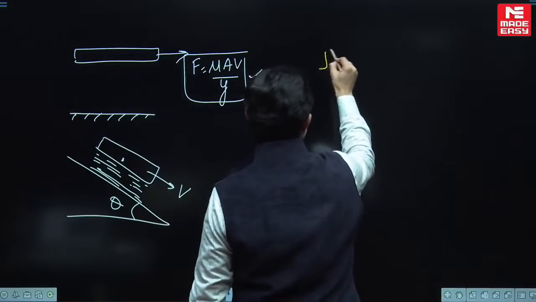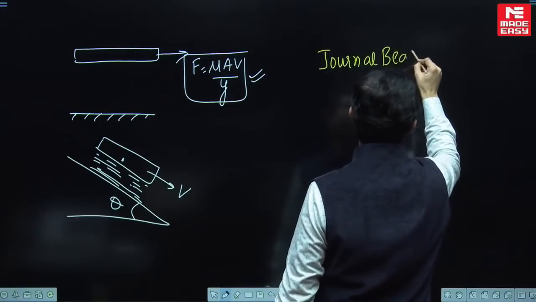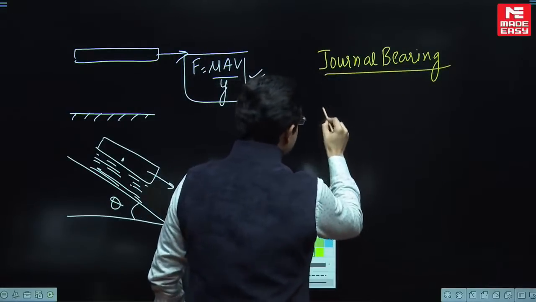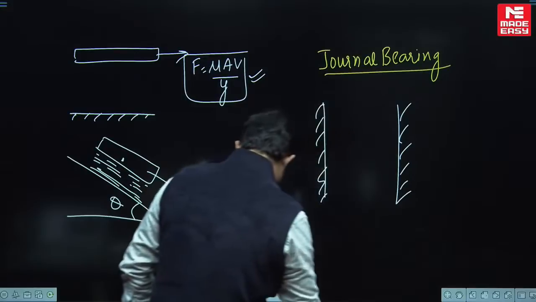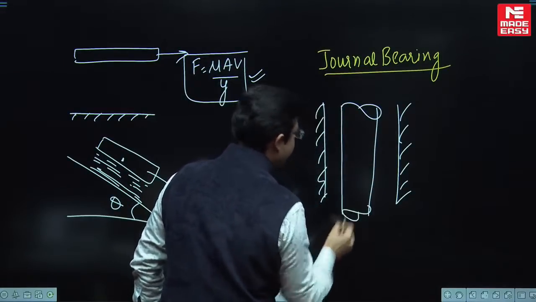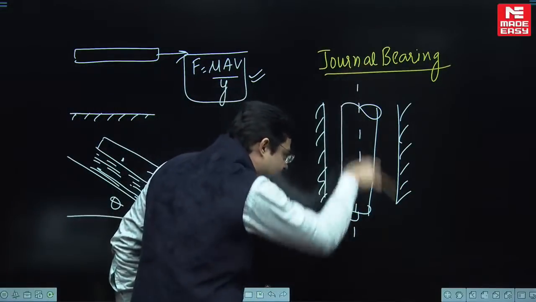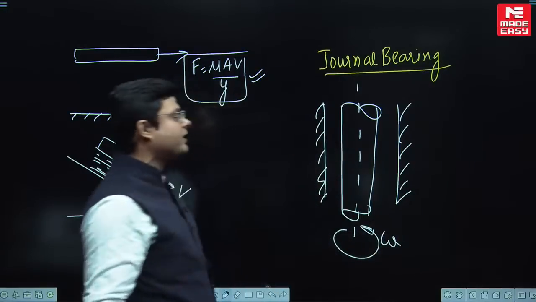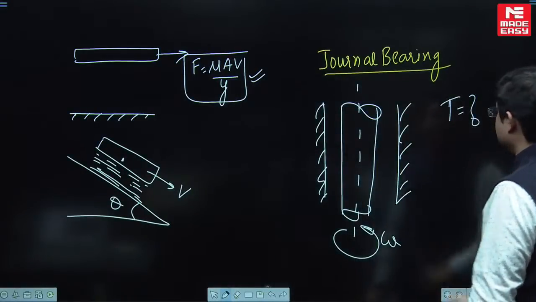Now the next type of question that is very important for your GATE examination: journal bearing. Come on guys, I am making you revise. Just look at the board. Journal bearing: this is the outer cylindrical shaft, and there is this inner cylindrical shaft. I am making some rough diagrams. But instead of moving down in linear motion, this inner cylindrical shaft is rotating at an angular velocity of omega. Then in the problem he is going to ask you to find the torque.